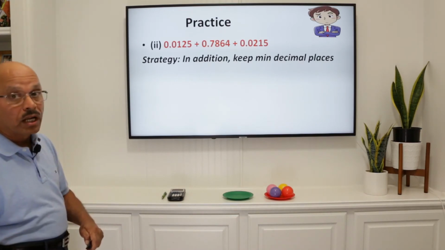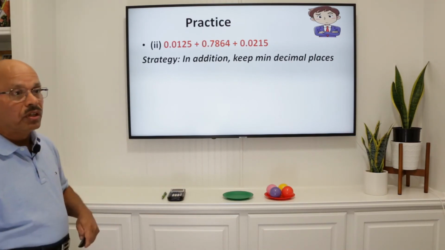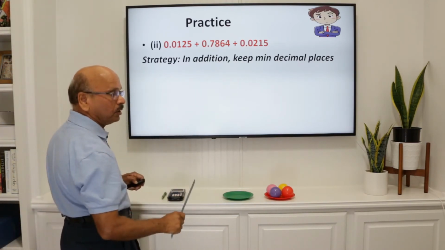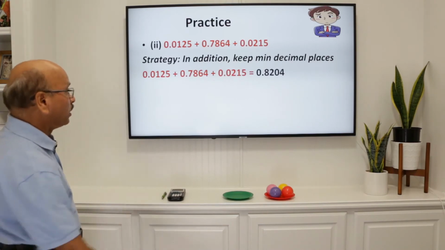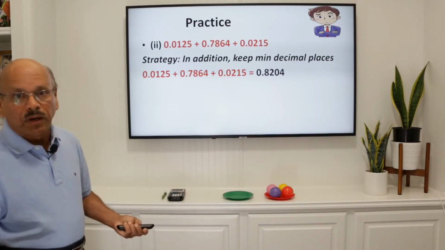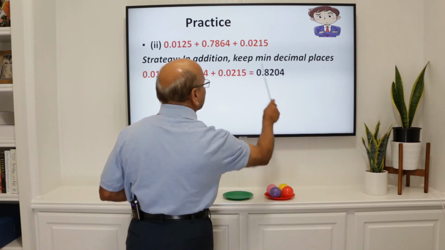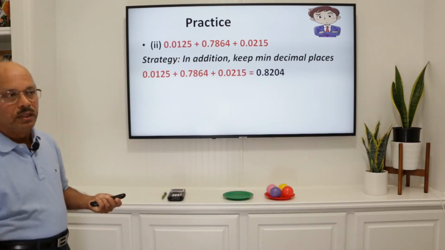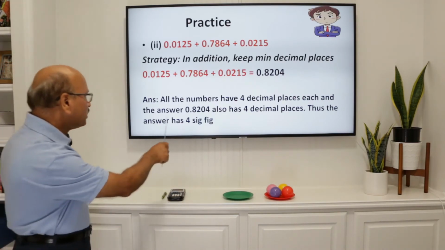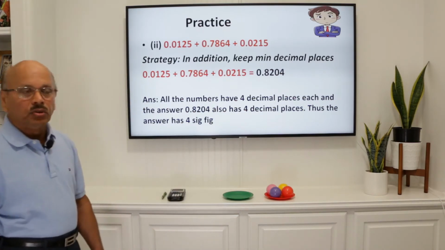So the answer should have, according to our rule, 4 decimal places, but they are asking about the number of significant figures. So you have to check whether they add together giving a whole number part. If you add them together, what do you get here? You're getting 0.8204. So fortunately, we don't have any whole number part. So you have to keep all the 4 decimal places, and the number also has got 4 significant figures. That's the answer. So all numbers have 4 decimal places each, and the answer should have 4 decimal places, and also the number has 4 significant figures.